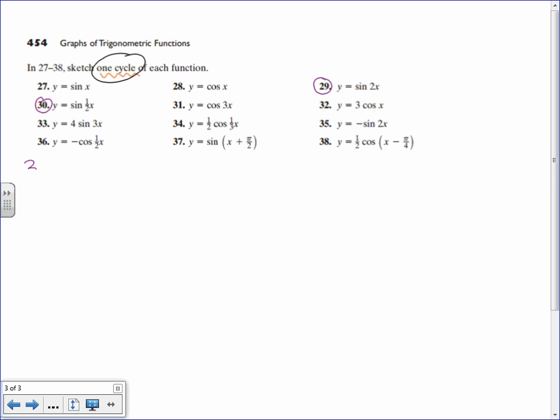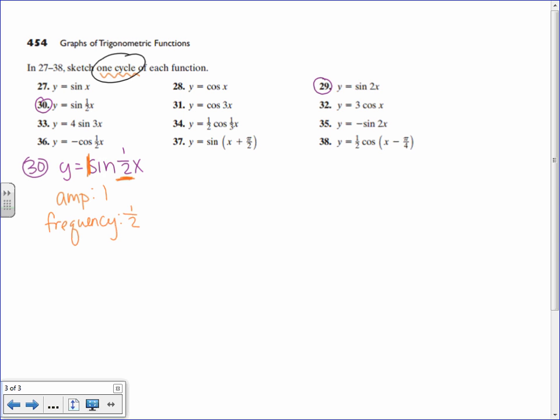All right, 30. I've got y is equal to the sine of 1/2 x. Again, it doesn't have anything out in front. This is like a 1 out in front. So my amplitude, again, is 1. My frequency is what's being multiplied on the inside. So this has a frequency of 1/2. So by the time I go to 2 pi, I'm only going to complete 1/2 of my sine curve.